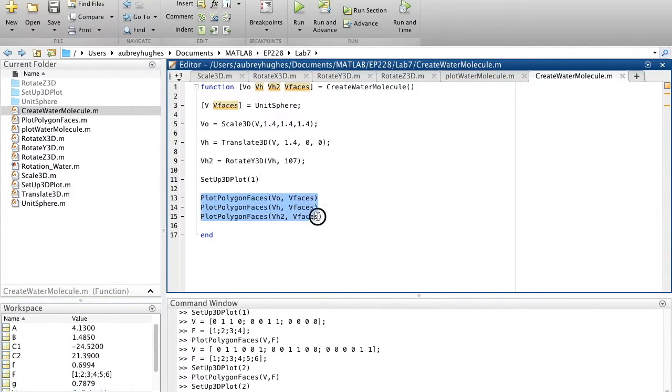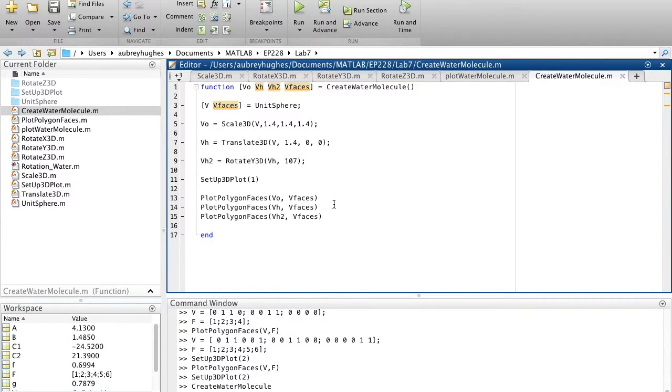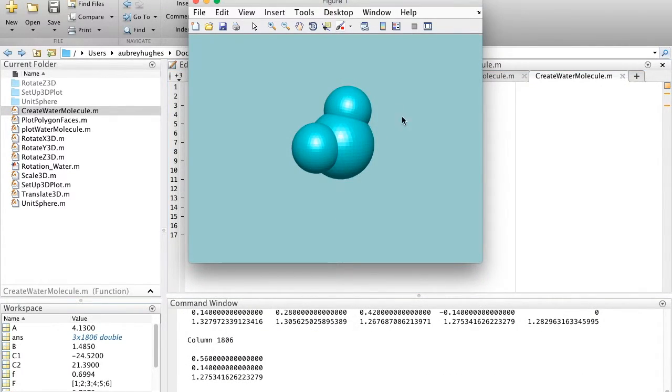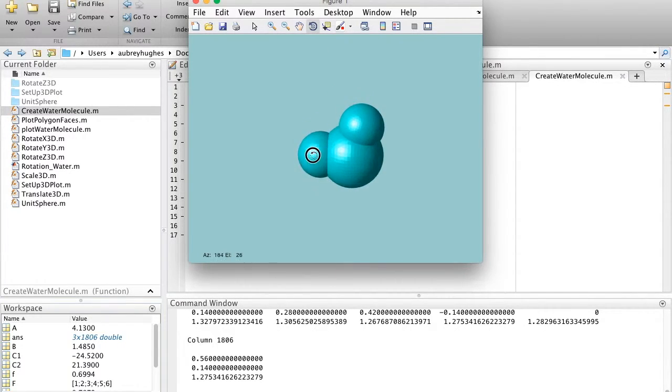So now I set up a new 3D plot. I plot all three unit spheres, which is VO, VH, and VH2. So when we run this, we get this guy. So pretty. And you can see that this bond angle is 107 degrees. And there's the large O molecule and the two hydrogen molecules.